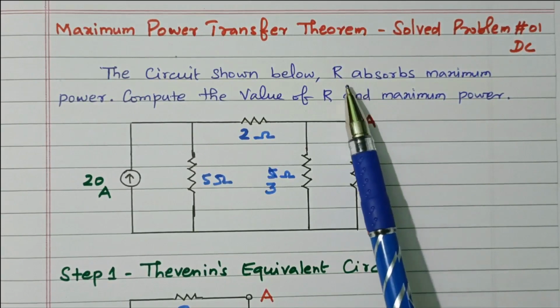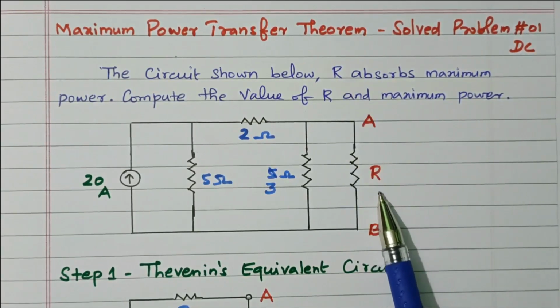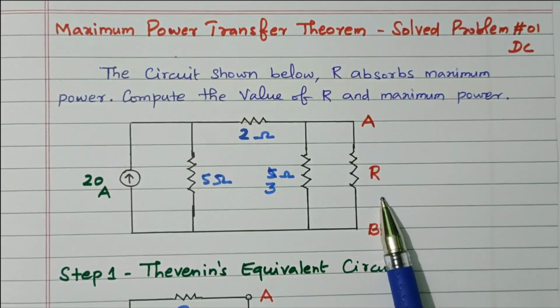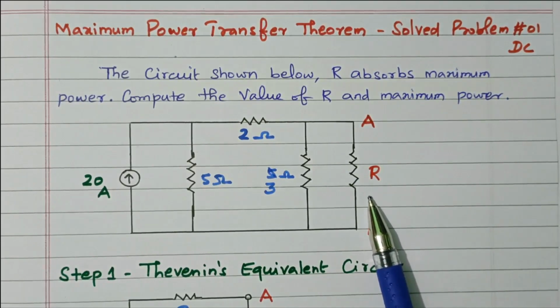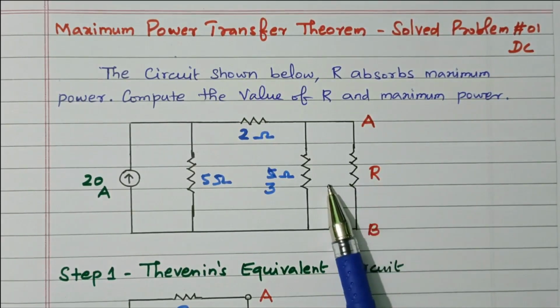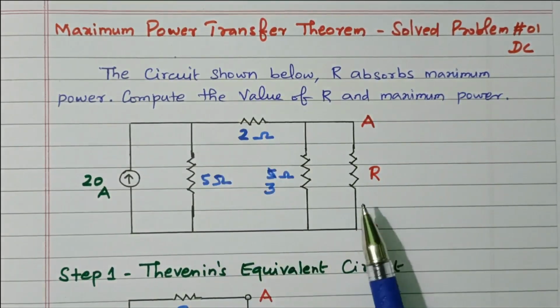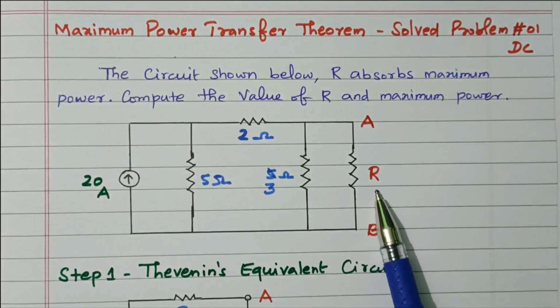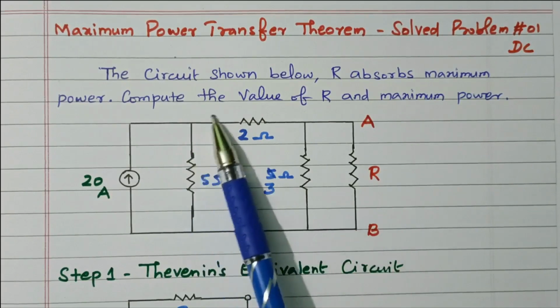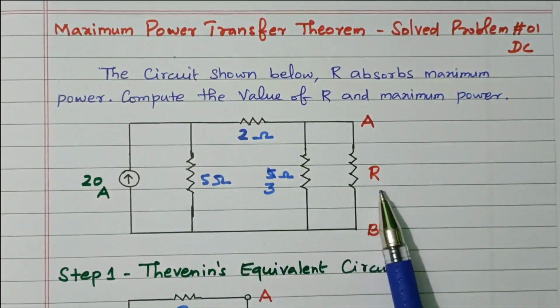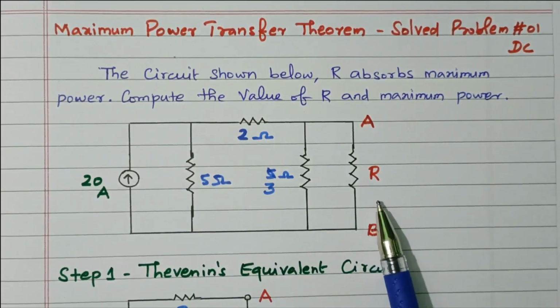So the condition is given. The load resistance is absorbing maximum power, so we can implement the maximum power transfer theorem. What is the maximum power transfer theorem? When the load is absorbing maximum power, the load resistance is equal to the internal resistance of the circuit. So for that, we need to find the internal resistance. That should be equal to the R value, the load resistance. For that, we have the Thevenin equivalent circuit.